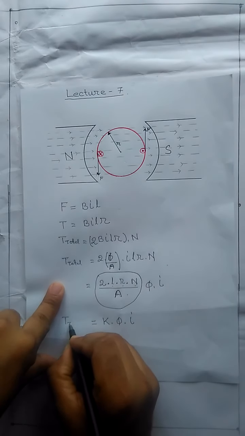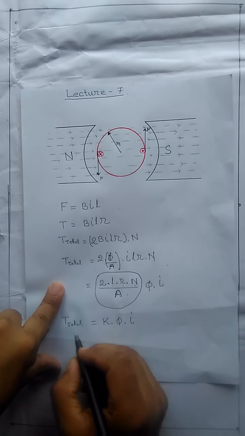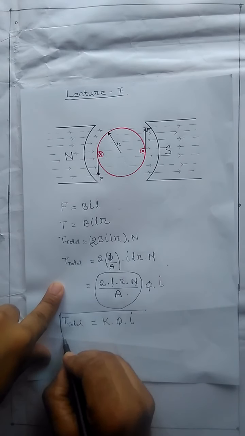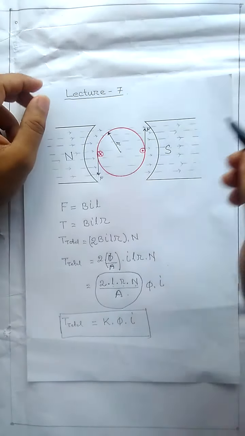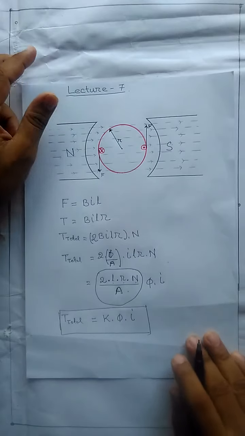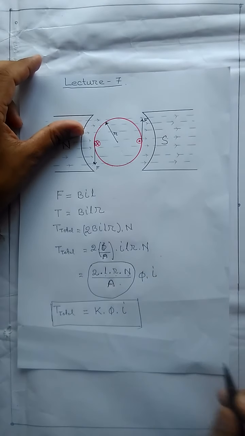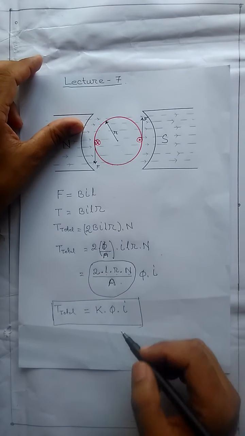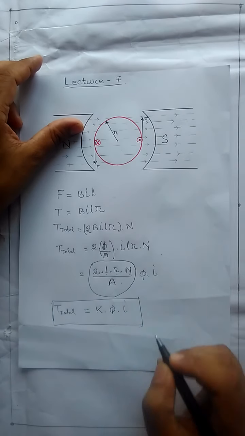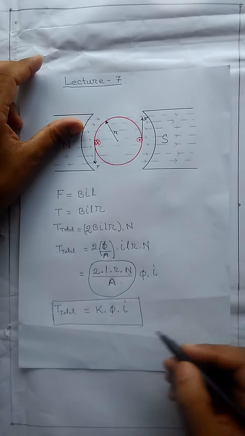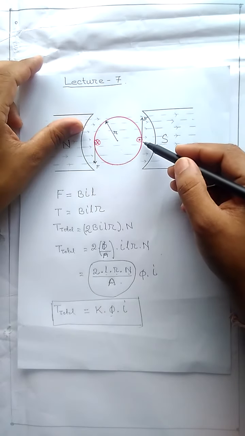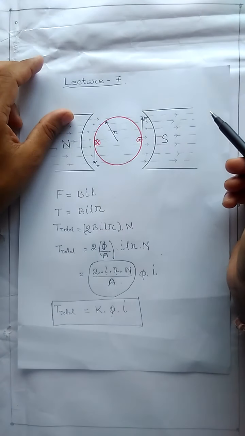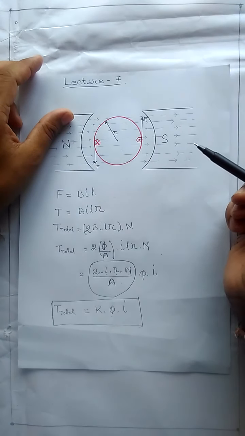This is the torque produced by the conductor, or produced in the rotor. Now this result is useful and it will help us in answering many questions. The only thing that we need to understand is that the torque is proportional to flux as well as current. If we increase the current in the rotor, then torque will increase. If we increase the flux in the machine, then also the torque will increase.